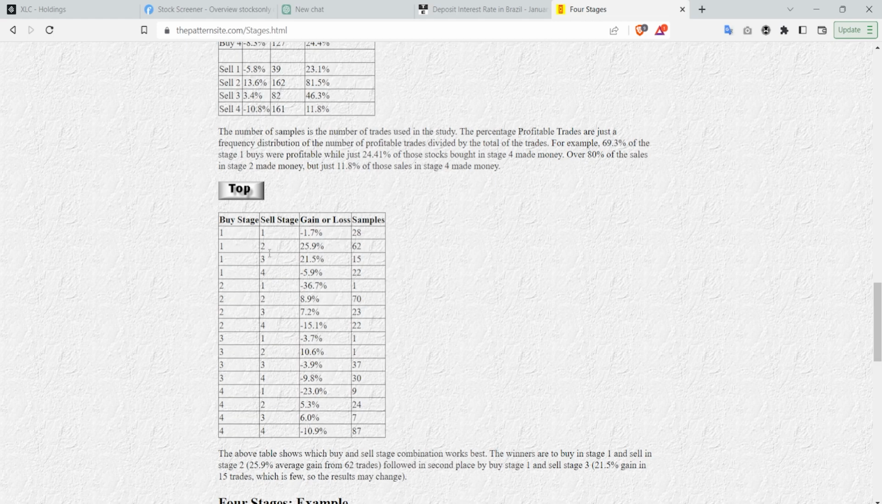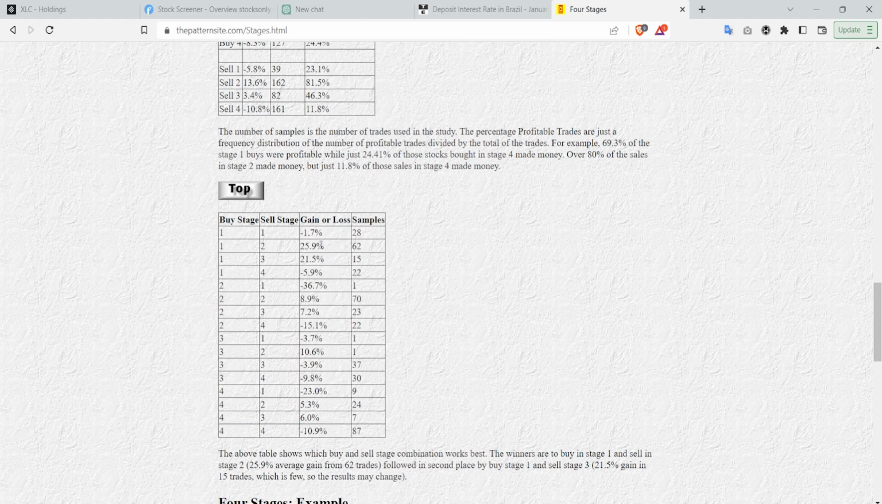If you buy stage 1 and sell stage 2, on average, you gain 25.9%. Once again, sample size of 62. And if you were to buy stage 1 and sell stage 3, you'd make 21.5%. So if you look down the list, those are the 2 most profitable times to be buying and selling: buying 1 and selling 2, or buying 1 and selling 3. The edge is obviously in 2. But there is obviously an opportunity here to sell at stage 3 as well.